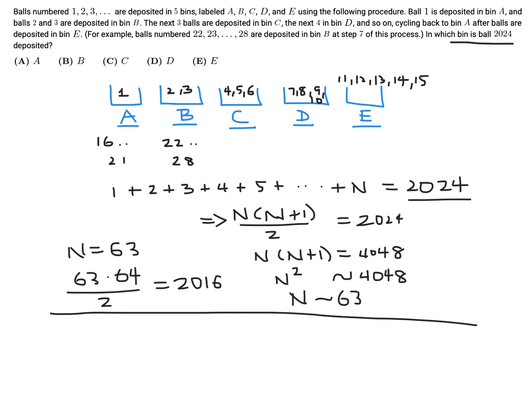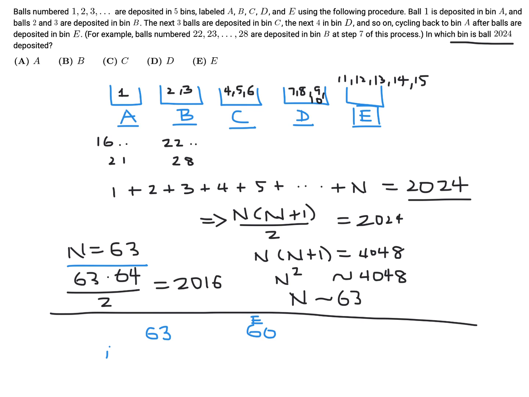But if we were to use n equals 63, that means the next 63 numbers would go into a certain box, right? And that can be easily figured out, because every fifth box is E. So if a number is divisible by 5, it would be E. Now 60 is not divisible by 5. The 60th box is E.